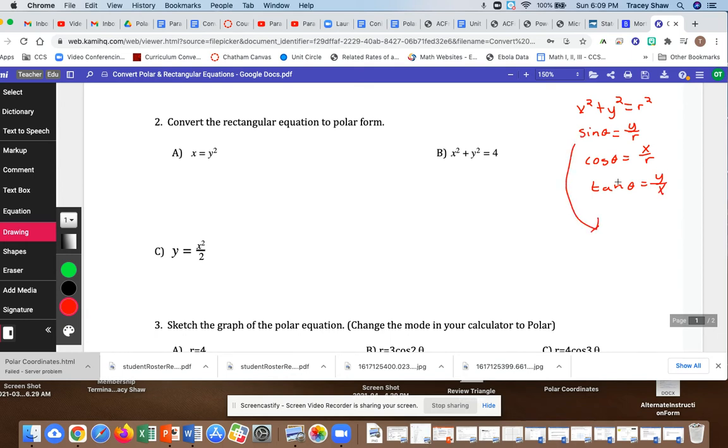But in this, I may actually use the fact that if I use a little algebra on this, y is equal to r sine theta. And if I use a little algebra on the cosine, I know that x is equal to r cosine of theta. All right, so we have x equals y squared. Remember, rectangular is an x and a y. Polar is an r, a theta, or both. I can see that x is r cosine of theta. I'm going to replace the x with r cosine of theta.